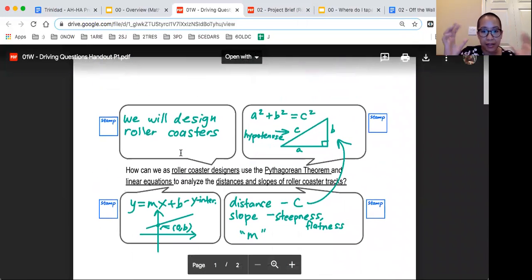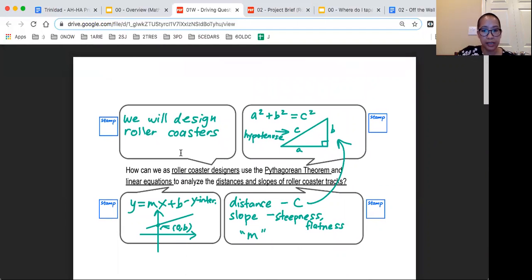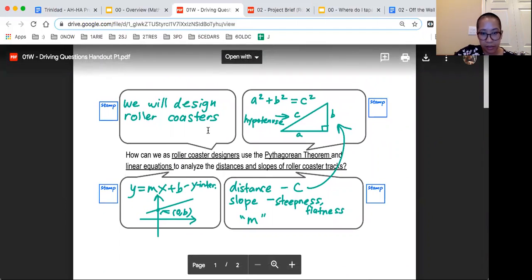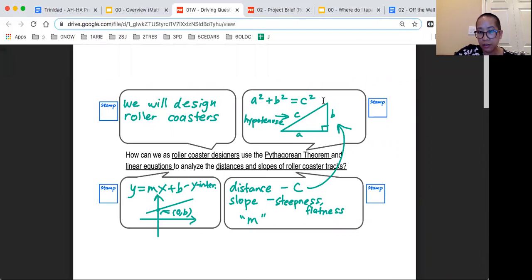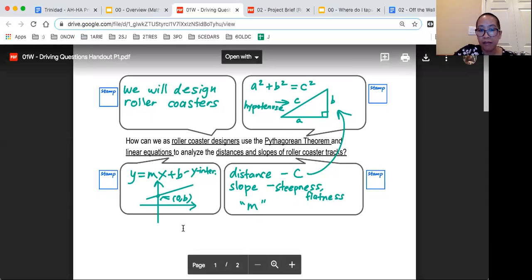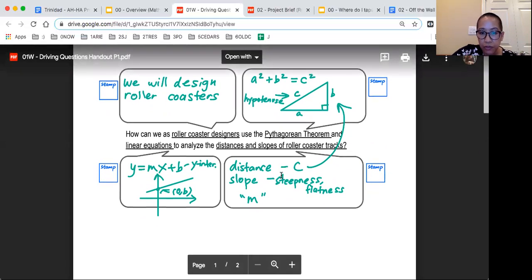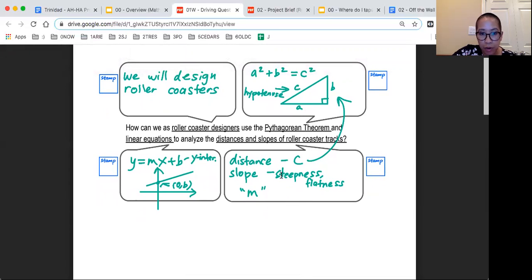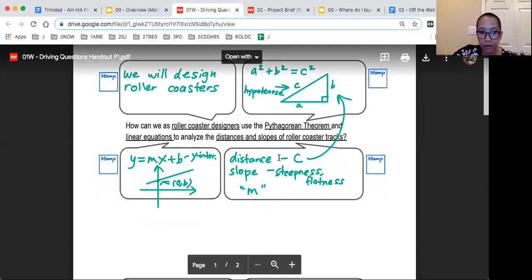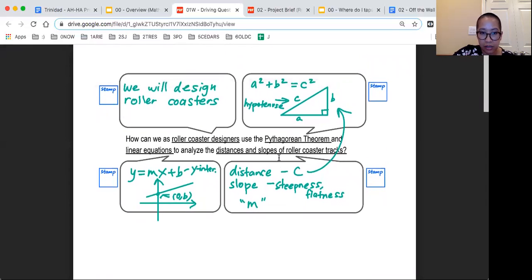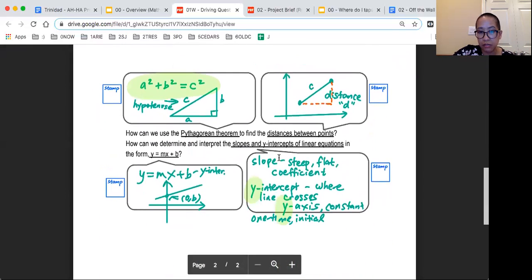So for my context question that connects their role with the content, you can see they thought they're going to be designing roller coasters. They had some sense of the formula for Pythagorean theorem, and they knew it went with right triangles. And then I went ahead and labeled the parts that went with the formula. We drew a picture of what lines look like, and then I wrote the equation that we were going to focus on for that project. And then for distances and slopes, I asked them, what do you think would associate with distance? They guessed correctly, c. And then for the slope, they had an idea of steepness. And then we would break down the other questions in a similar way.